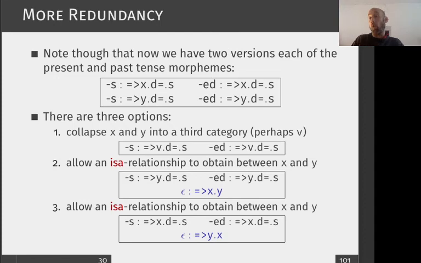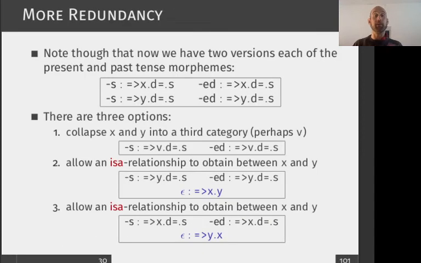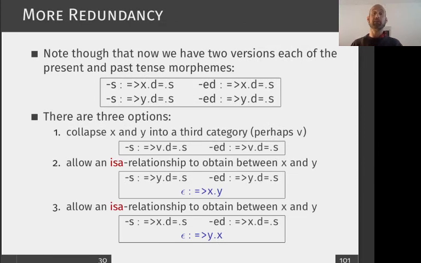Okay? Or we could say that, well, x's and y's are related because every y is an x. Okay? So then we can get rid of those tense lexical items that specifically talk about y's and just keep the ones that talk about x's, because we can turn y's into x's, and then we can combine them with s. Okay? So those are three options that continue to allow us to derive has, had, and is, and was. Okay? And we only have one version of each tense morpheme. Okay? So which option of these is right? Right? They make different predictions.